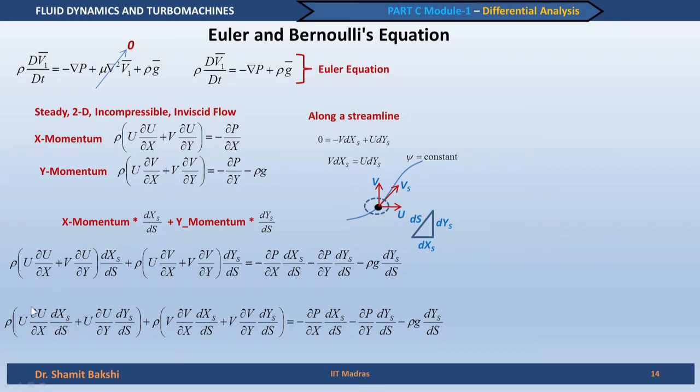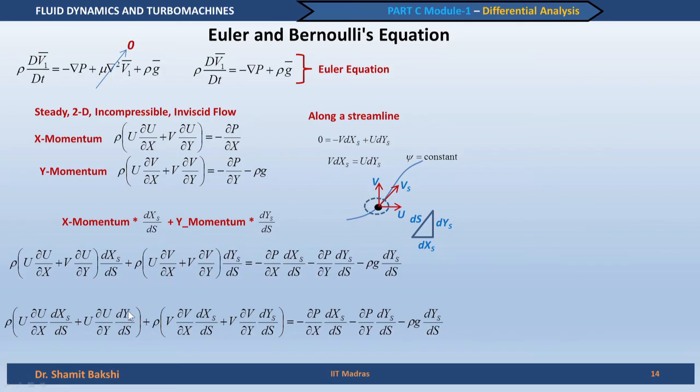So, this expression remains as it is. We have just taken this factor inside as a multiple of this one. In the second one, by replacing v dx_s with u dy_s, what we get is u del u by del y into dy_s by ds. This dy_s is actually dy, but we want to emphasize that this is along the streamline, otherwise it is just dy.